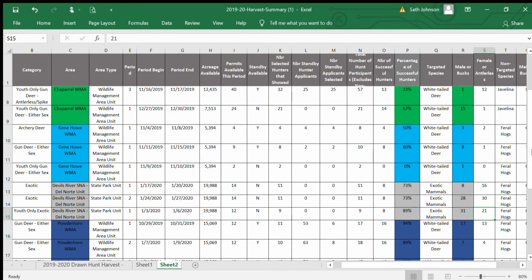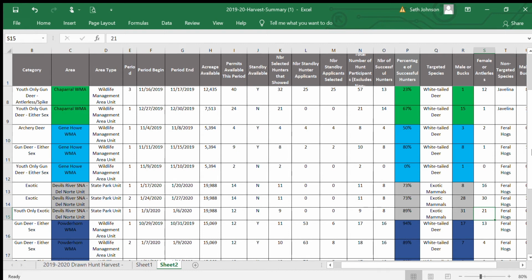We're talking about archery deer. 50% success rate, 3 bucks, 2 does, over 5,000 acres. And a lot of these areas have a lot of different types of permits and dates associated with them. But so we're looking at here between 11/11 and 11/15. 8 bucks, 1 doe, 80% success rate for the folks in that particular hunting period.